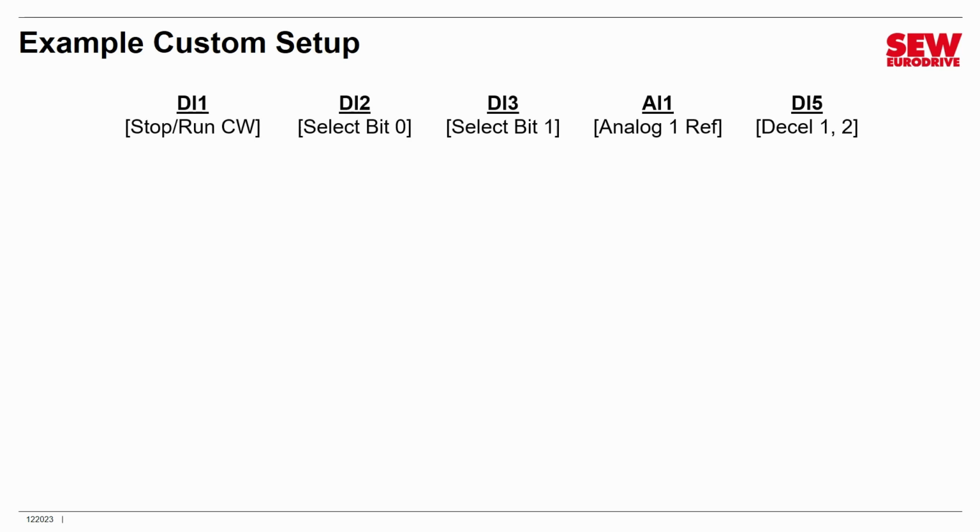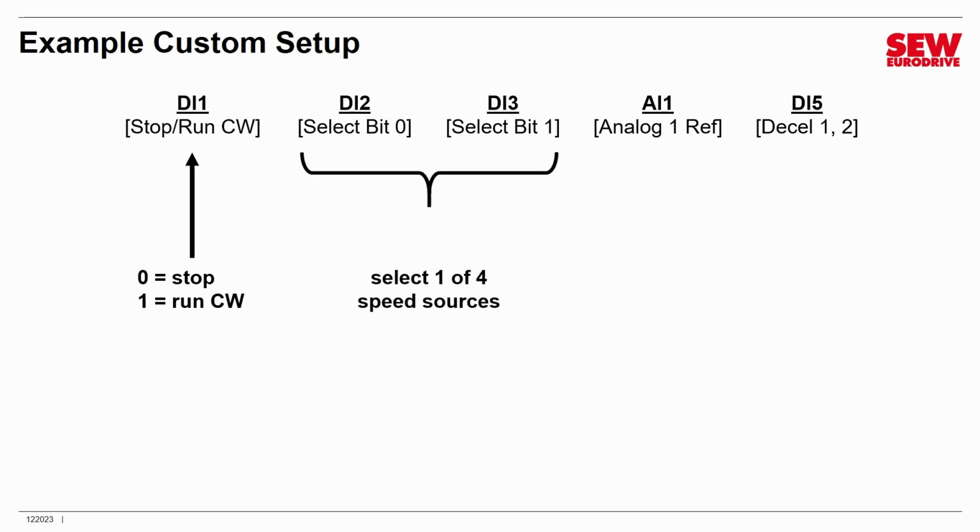All right, I think it's time for a demonstration to help cement some of these concepts. Let's do an example. I've just created a custom setup here, and I'm going to show you how to implement it. Here's what the inputs will be set up to do. Digital input 1 is going to be a stop run clockwise signal. So when it's off, it will stop the VFD, and when it's on, the VFD will run clockwise. I'm going to use digital inputs 2 and 3 as bits to select from one of 4 total speed sources. So we're only going to use half our speed sources.